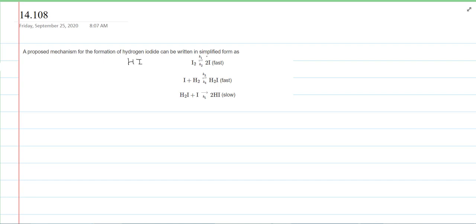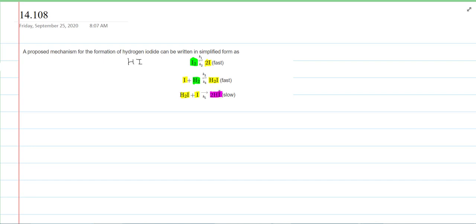I start with the reactants. We know H2 is a reactant because we start with it. Also, H2 is a reactant because it's a diatomic molecule that exists. I is an intermediate. If I highlight the intermediates in yellow, I is an intermediate, H2I is produced, intermediate, intermediate, intermediate, and then finally the product is 2HI.